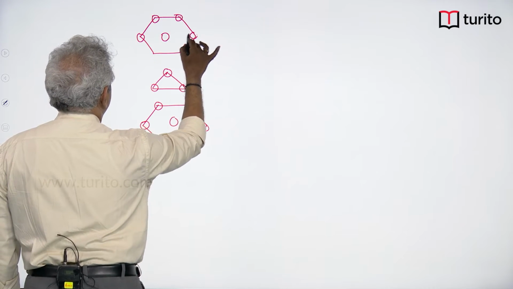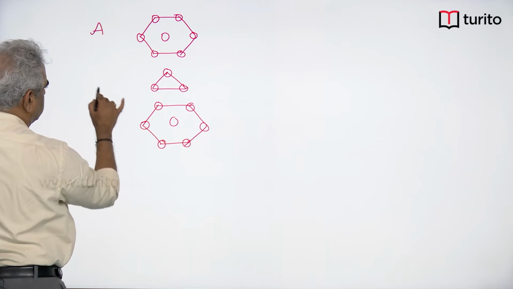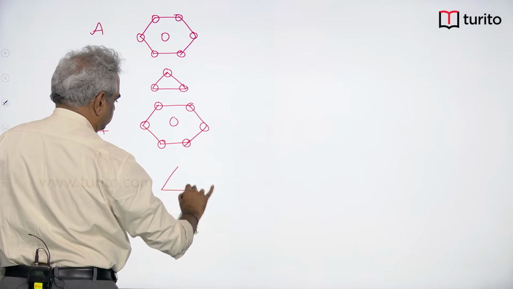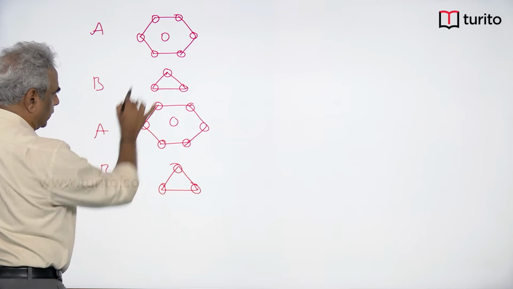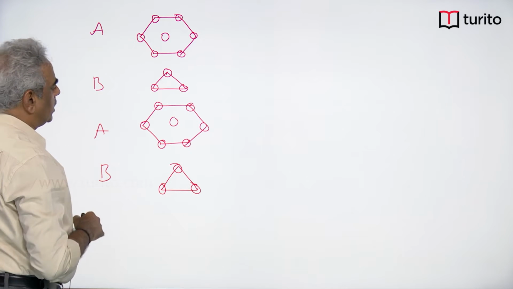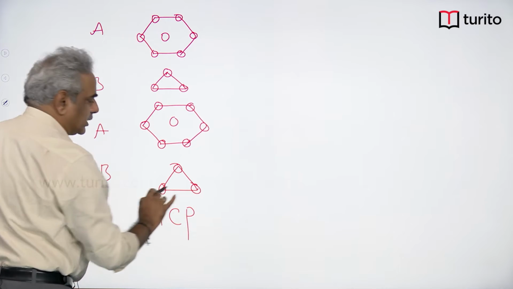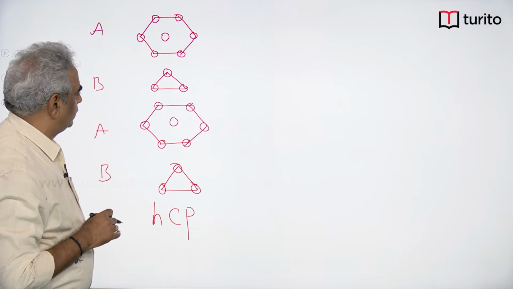This is the AB model. This is layer A, this is layer B. A, again you will have B repeated. It is like this, it keeps on going. And this kind of arrangement is called HCP, hexagonal closed packing arrangement. This we have seen yesterday.